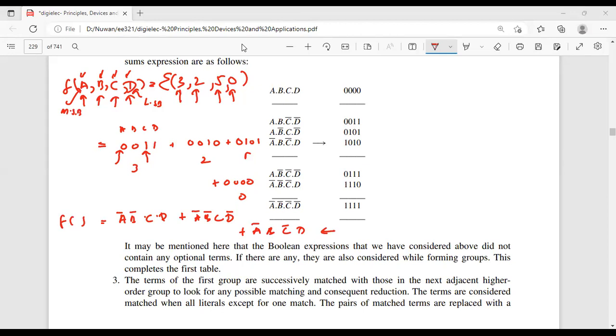No, D should be the least significant bit, no? It should be the least significant bit, that means it has 0 value. And A has the 2 to the power 3 value, no? So A will be the most significant bit, and D will be the least significant bit.